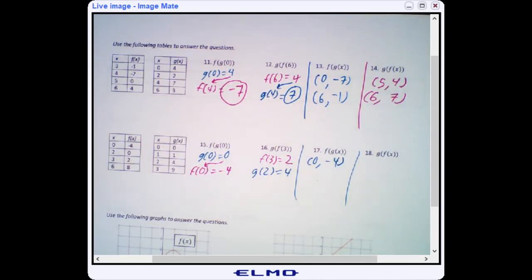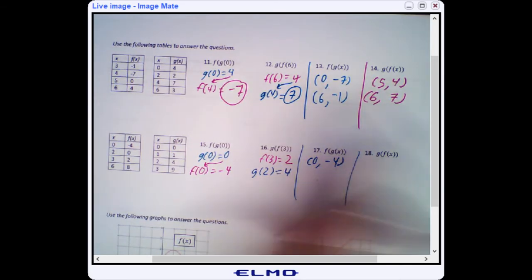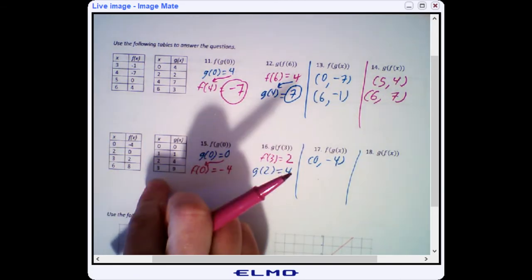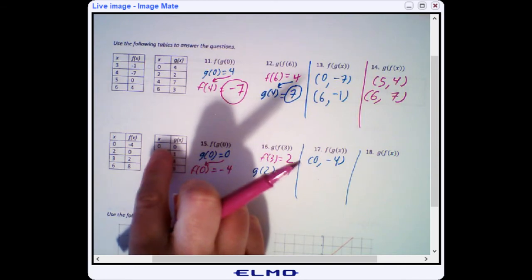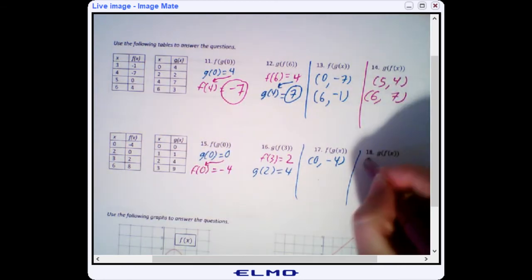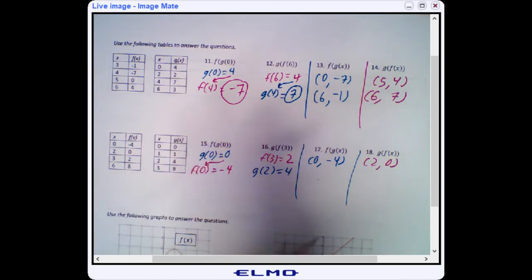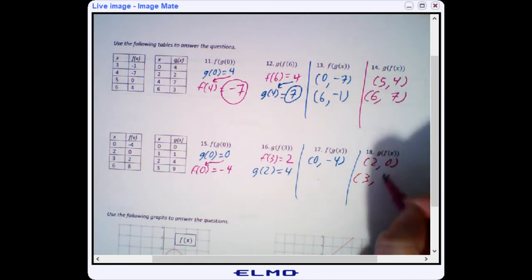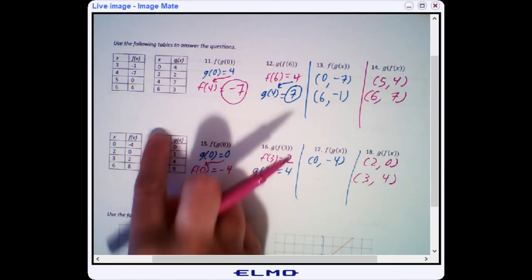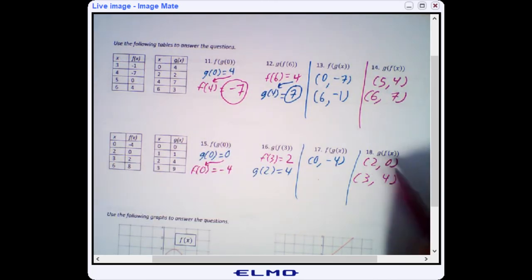I'm going to do g of f of x. I'm going to start in the f first this time. 0 goes to -4, no -4. 2 goes to 0, 0 goes to 0. So we're going to have 2, 0. 3 goes to 2, and 2 goes to 4. So we're going to have 3, 4. 6 goes to 8, but there's no 8. So this one, 2 maps to 0, and 3 maps to 4.